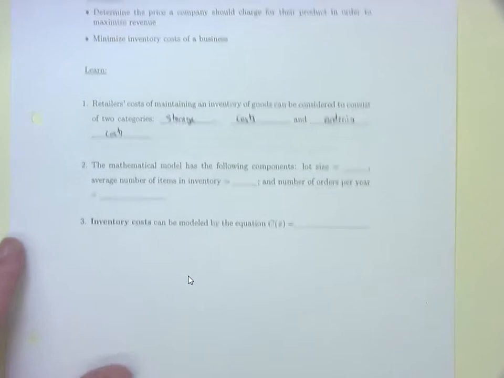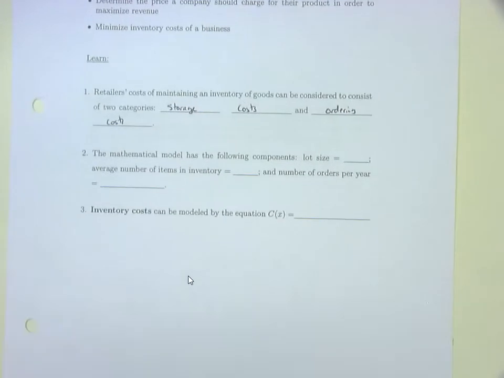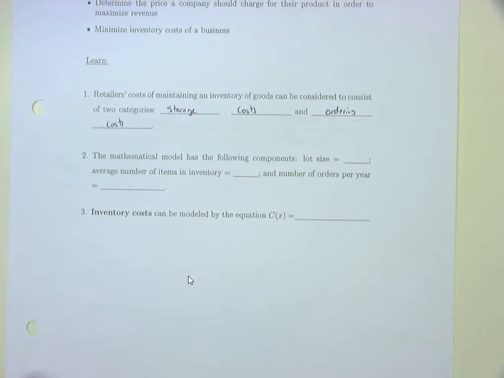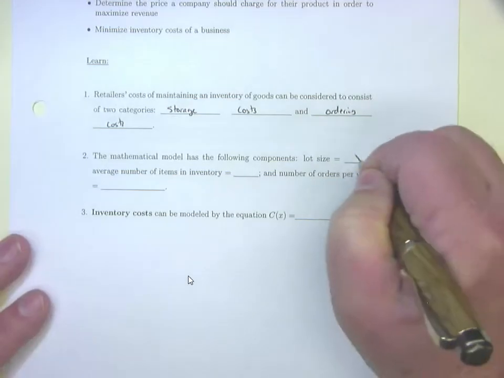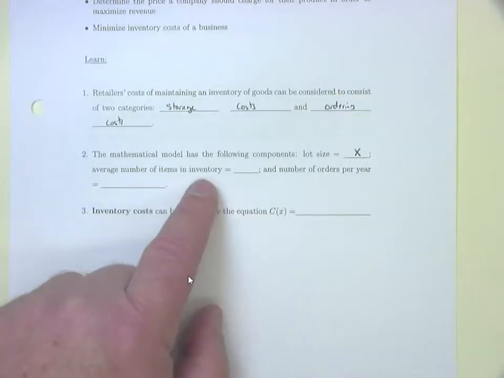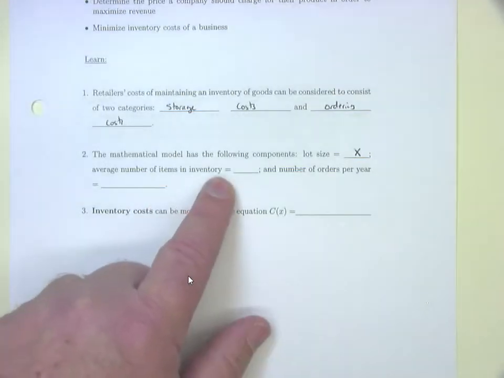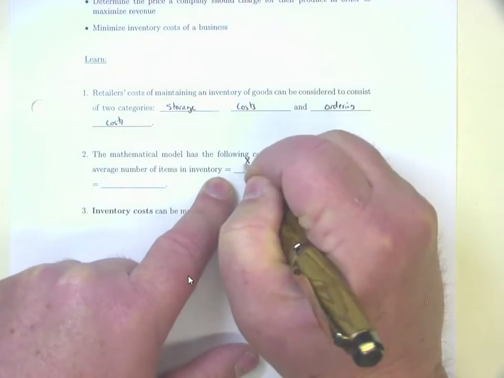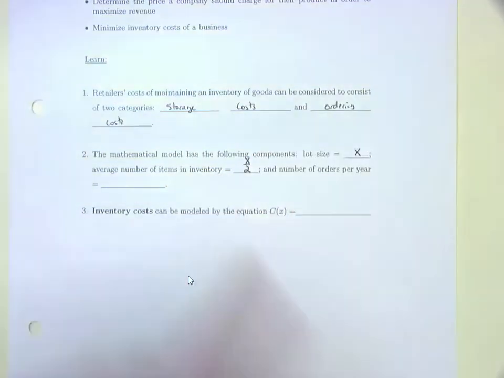So here come some of your formulas. Here we go. The mathematical formulas for the following components. Lot size, what we call lot size, is going to be my variable x. That's going to typically focus on this application stuff. Lot size is x. So the average number of items in the inventory is going to be x divided by 2. Okay?